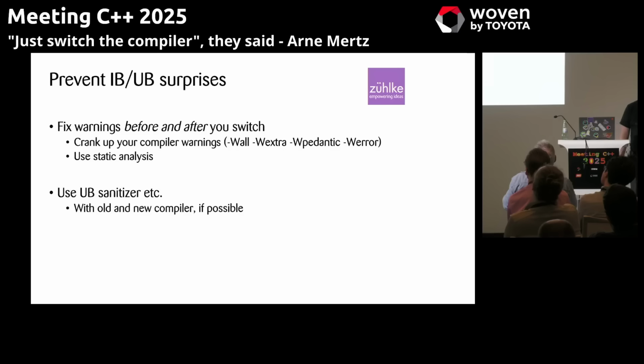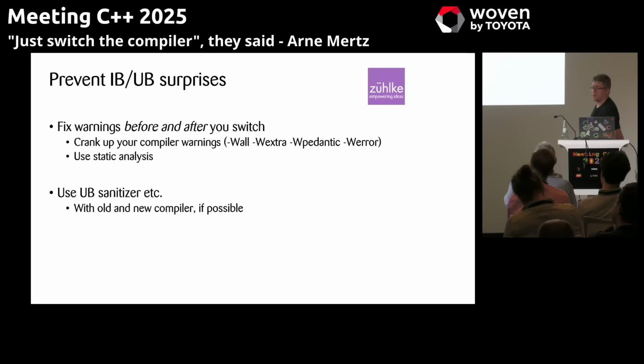So how do we prevent surprises with implementation-defined, undefined behavior? Try to get as many warnings as you can before you switch. So crank up your warnings in your old compiler, add static analysis tools, add UB sanitizer, whatever you have. Fix those before you switch, because they will bite you sooner or later.